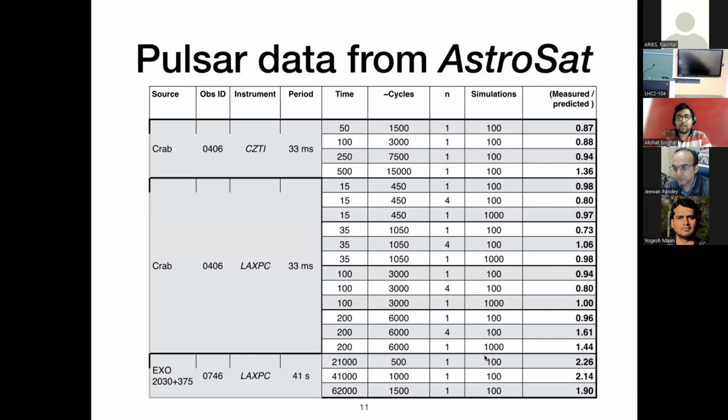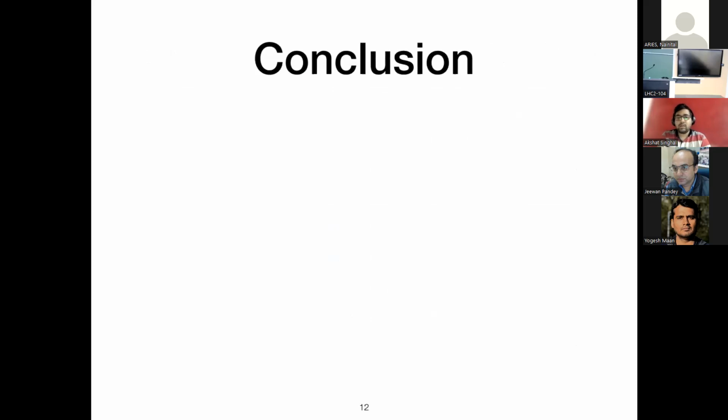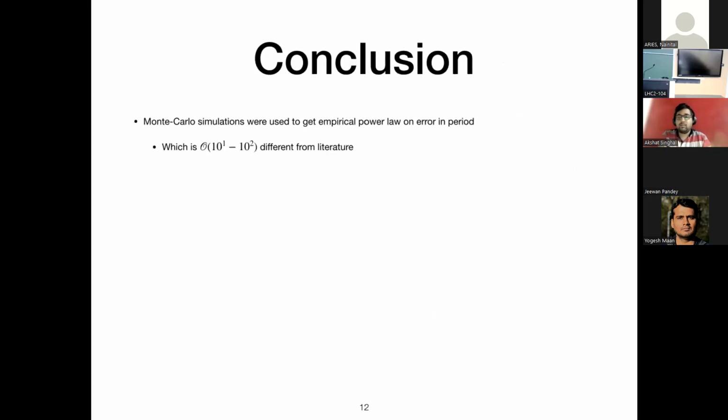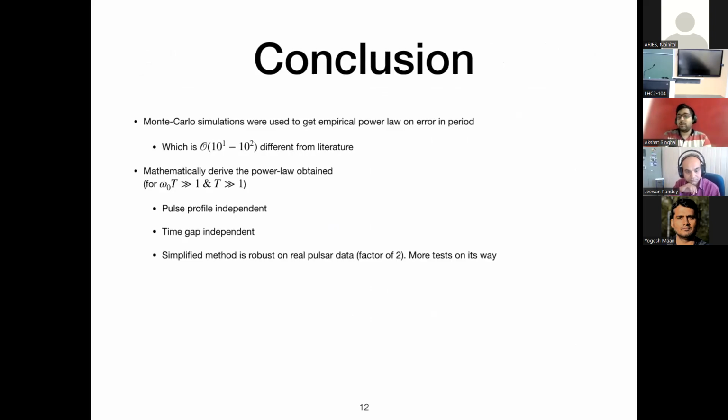In conclusion, we have done Monte Carlo simulation to identify what the error should be. We have an empirical formulation. Not only that, we have a mathematical derivation that it makes sense. It's consistent with time gaps, pulse profiling, and even real data. The manuscript is in preparation.